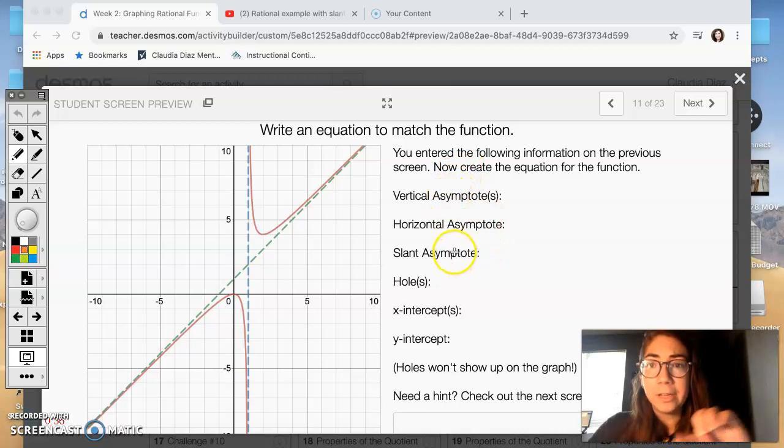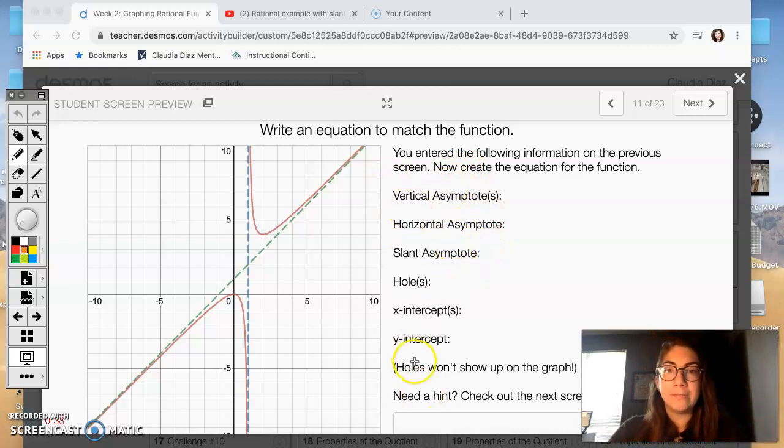Apparently on the previous screen you had to fill out this information. So the vertical asymptote looks like it's at x equals 1. Horizontal asymptote, there are none because there's actually a slant asymptote. Anytime you have a slant asymptote, you're definitely not going to have any horizontal asymptotes. The slant asymptote looks like it has a y-intercept at 1 and a nice slope of 1. So the slant asymptote is x plus 1.